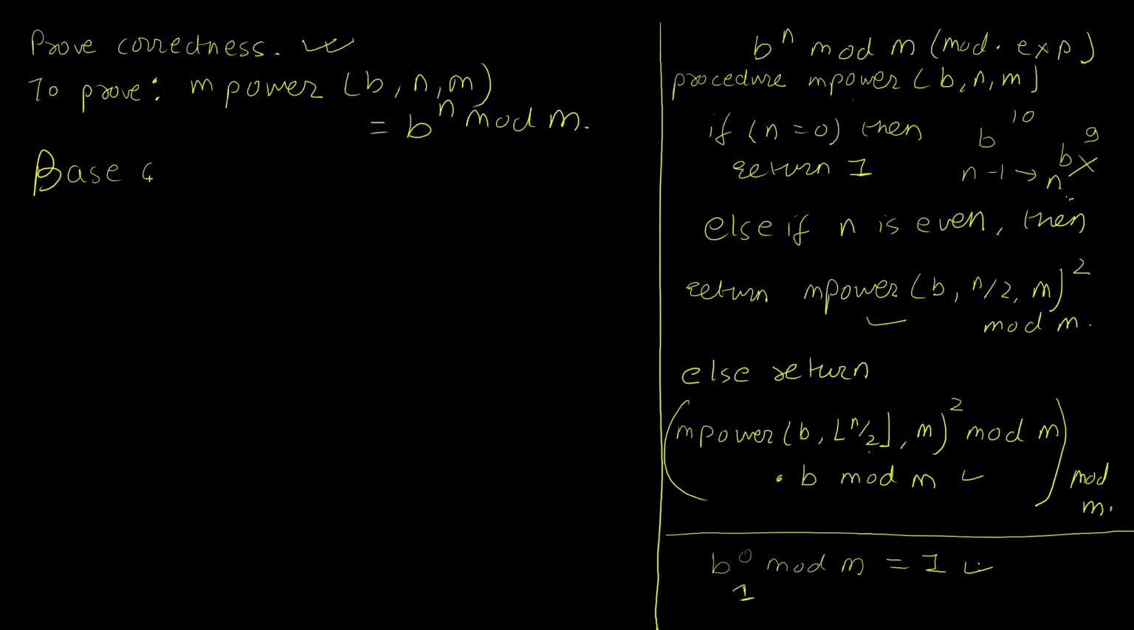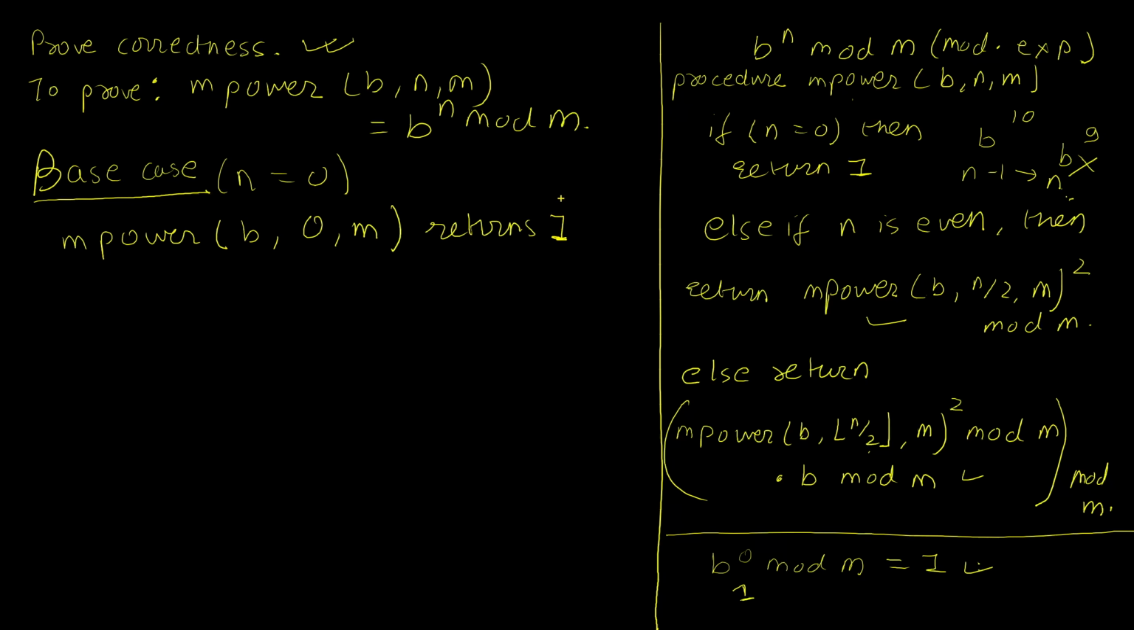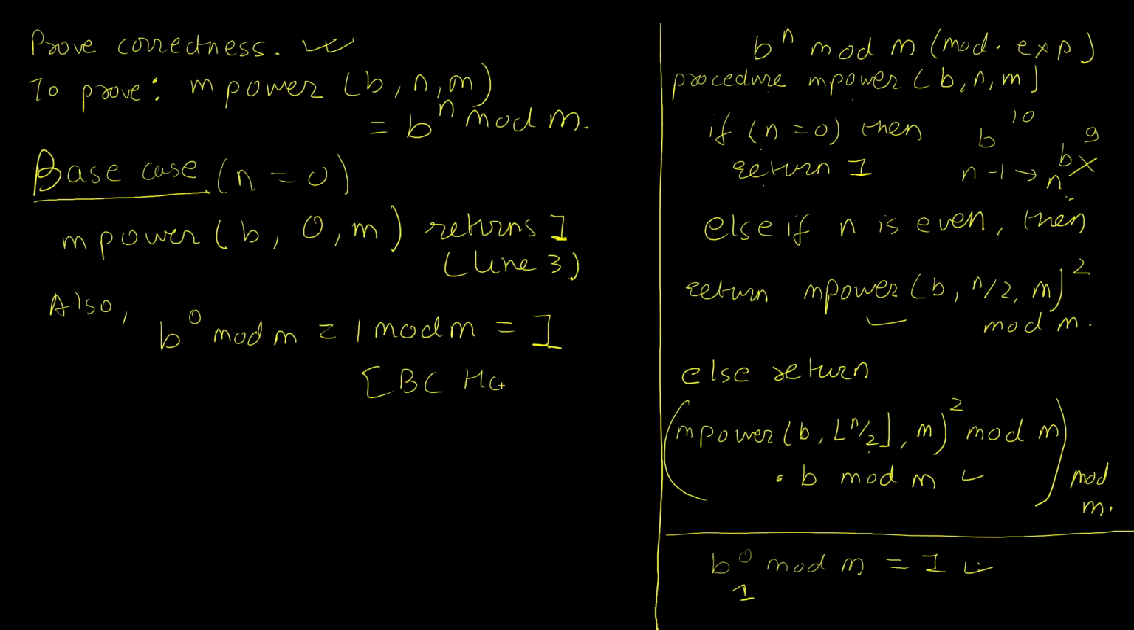Alright, so let's get started with the base case. In the base case, we need to check if the function is returning correctly when n is equal to 0. So the base case is for n equals 0. And we know that m power b, when I pass n as 0, returns 1. And I can say it does that from line number 3. And also, if I check this side, b power 0 mod m is equal to 1 mod m, which is just equal to 1. So whatever the function is returning and whatever should be returned is the same. So we'll say that the base case holds.